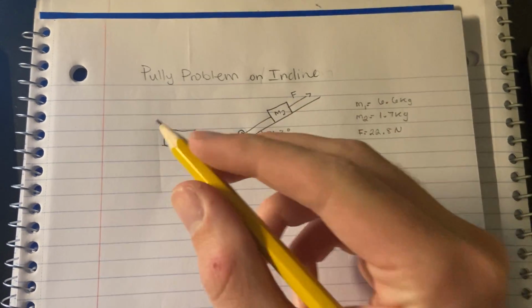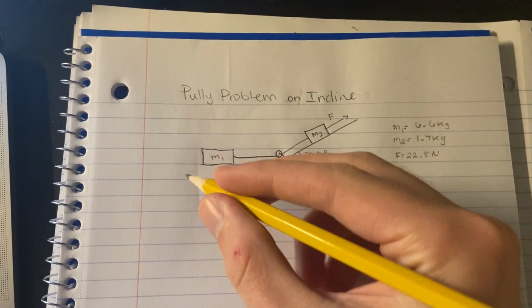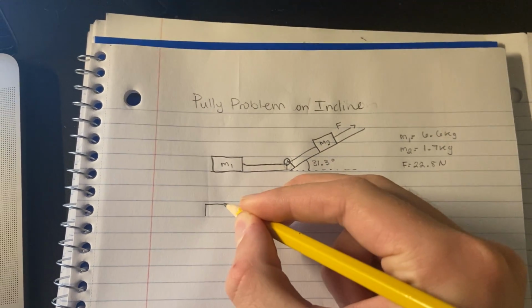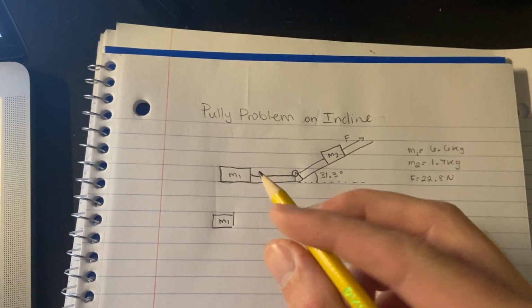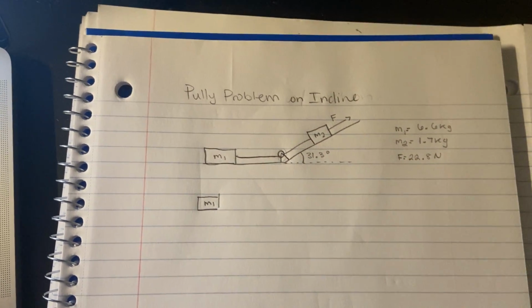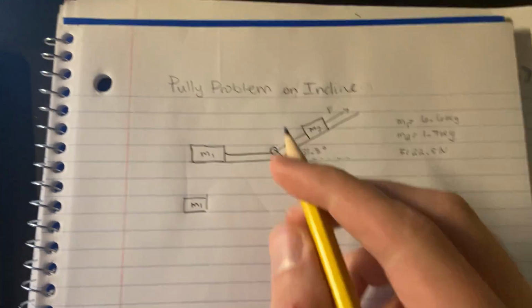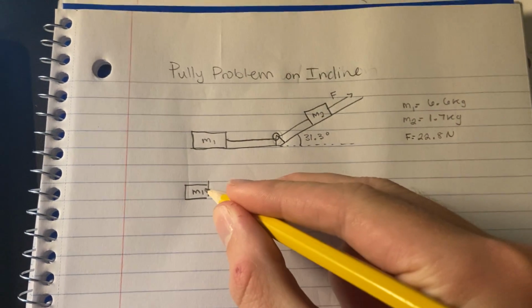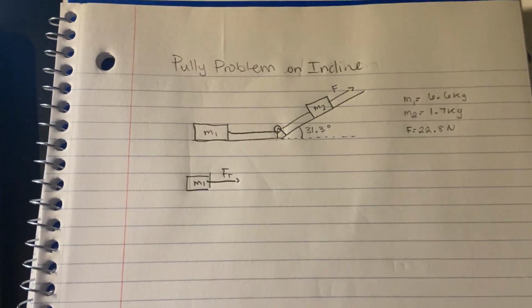So we are going to draw the free body diagrams for both M1 and M2. For M1, it's just on a flat surface. We really only care about the forces in the x direction, because we're talking about the tension of the pulley, which is also in the x direction. So for M1, we have Ft, and that's pretty much it.